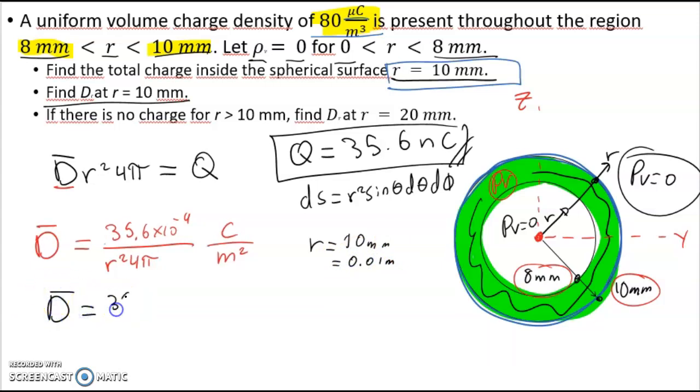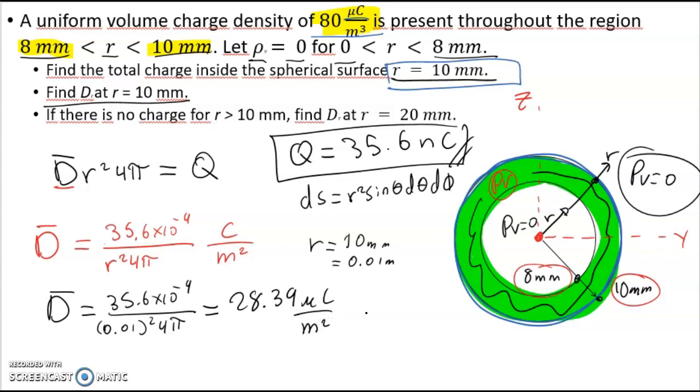D is going to be 35.6 times 10 to the minus 9 over 0.01 squared times 4 pi. If we replace that value, that gives us 28.39 microcoulombs per square meter. That's the answer for B.